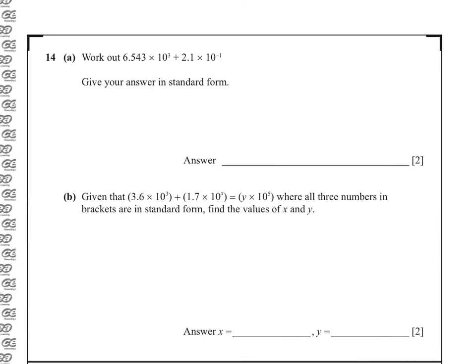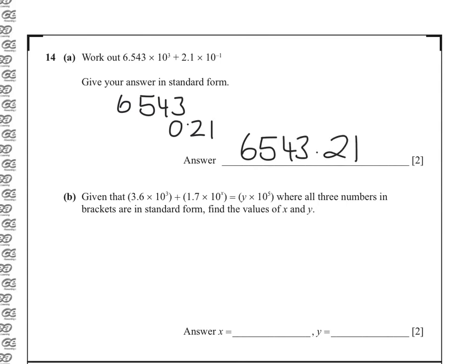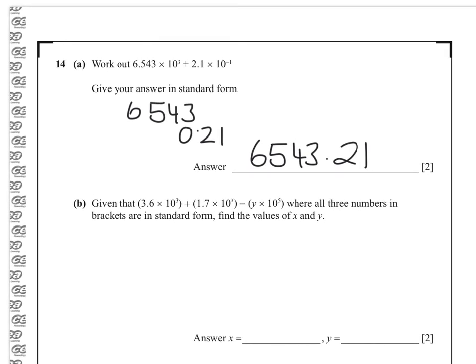Whenever we're adding numbers in standard form, the easiest way is to turn them into ordinary numbers. So 6.543 times 10 cubed is 6,543, and 2.1 times 10 to the power minus 1 is 2.1 divided by 10, so it's 0.21. So the answer is 6543.21.